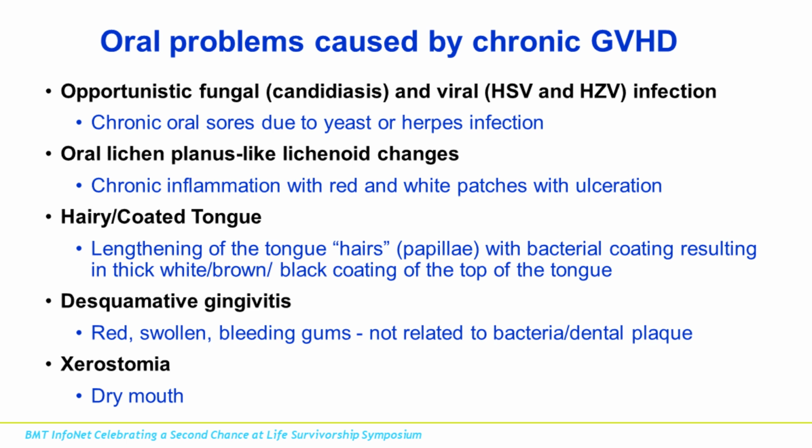Another common problem, sometimes very minor, is a hairy or coated tongue. I'm going to show you a lot of pictures. Frequently we also see gingival inflammation, what we call gingivitis. As you know, gingivitis is most commonly caused by bacteria or is plaque-related. But some patients with GVHD develop gingivitis due to GVHD immune activity, and that's what we call desquamative gingivitis, which is not plaque-related. Even with brushing and keeping your mouth clean, the gum is still going to be inflamed, and we'll talk about what the treatment for that is.